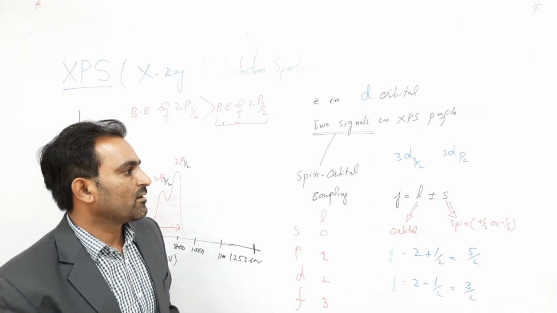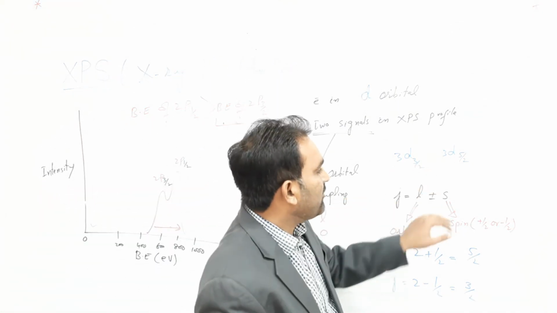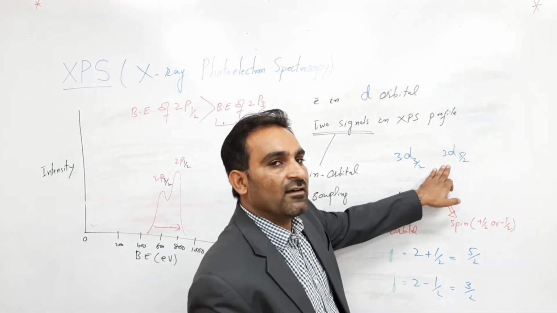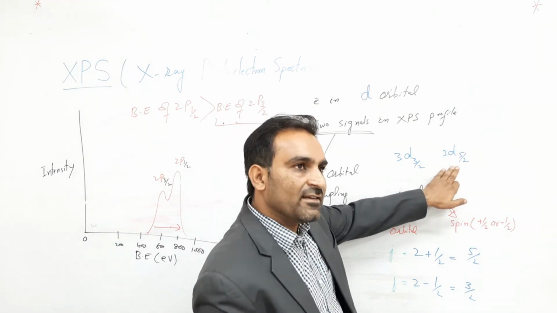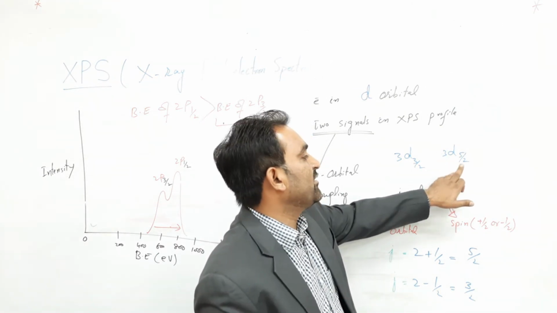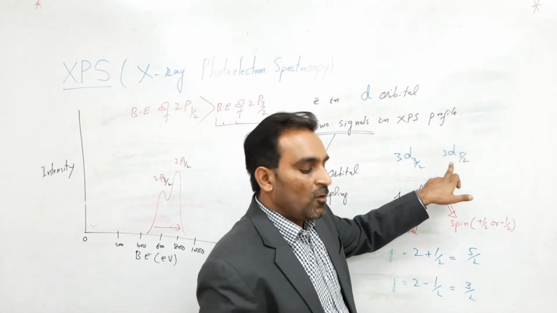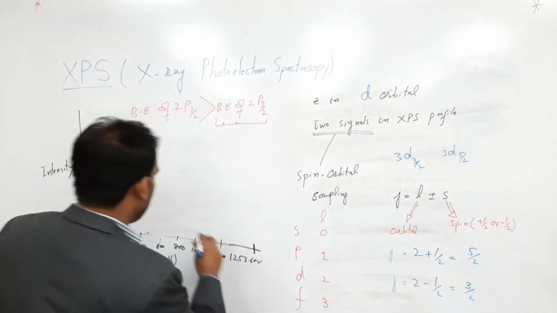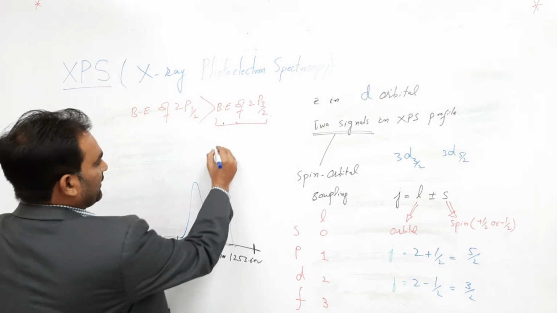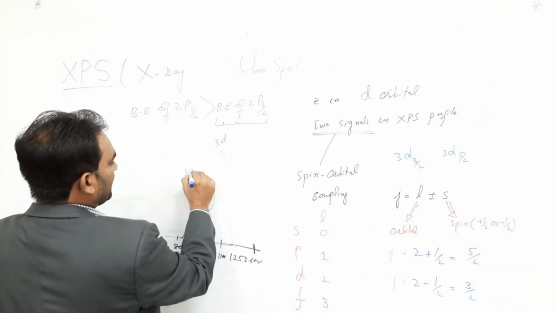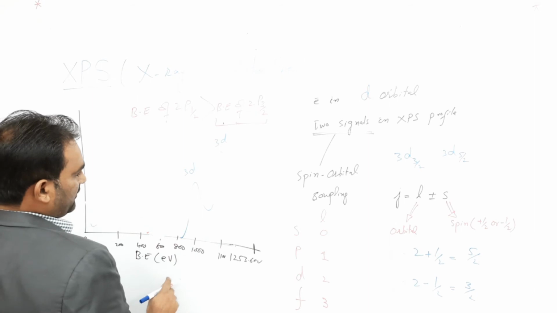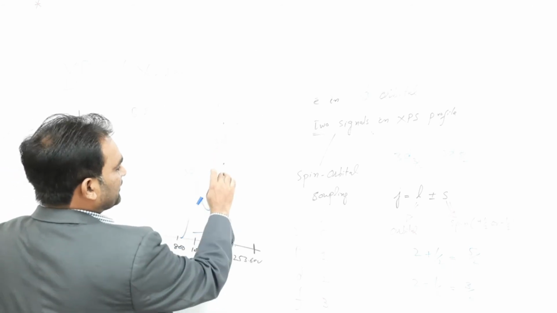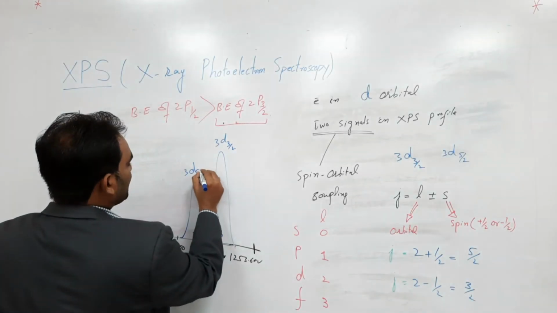And in which case do you have the higher J value? If its J value is higher, it means its kinetic energy will be greater. If it has greater kinetic energy, then its binding energy will be lower. If the signals are like this, then for 3d, this will be higher energy. In case you have an increase in energy, this signal will be for 3d 3 by 2, and this will be for 3d 5 by 2.